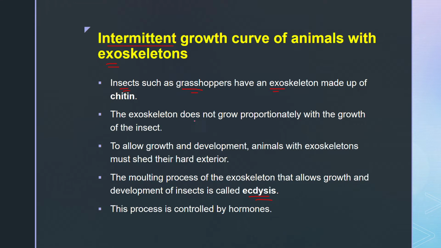So the exoskeleton does not grow proportionately with the growth of the insect. Tidak berkadar terus dengan pertumbuhan serangga itu. So to allow growth and development, animals with an exoskeleton must shed their hard exterior, ataupun kita panggil bersalin kulit. Ini proses molting process. The molting process of the exoskeleton allows growth and development of insects. We call it ecdysis. Proses seolah-olah bersalin kulit lah. Okay, and this process is controlled by hormones.